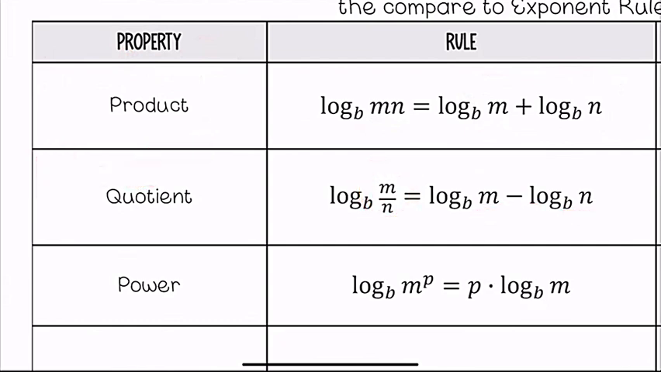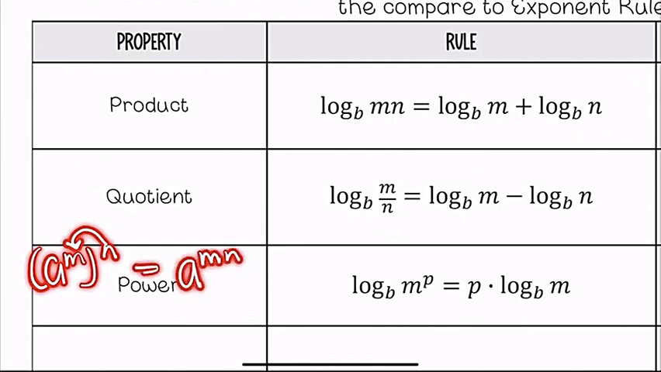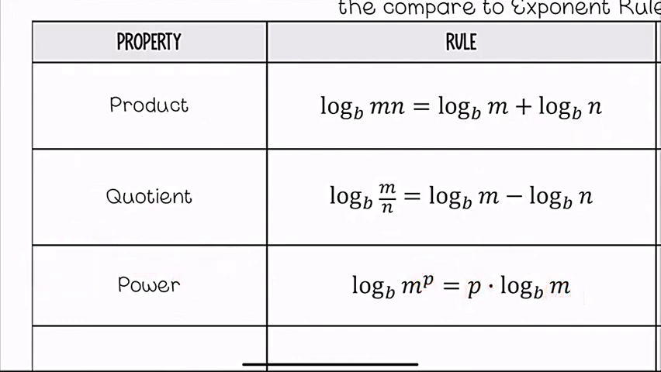And last but certainly not least, we have power. The power rule says that if I'm raising something to the power of something else, then I'm going to multiply my exponents like that. And you can see here, we are eventually going to then multiply the power times the other thing.